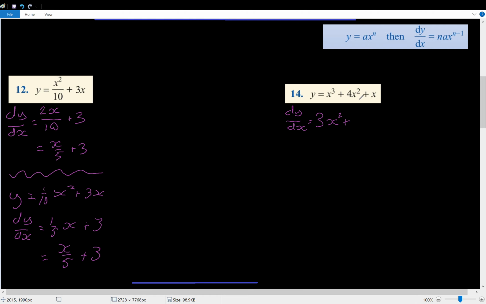And then for the next one we've got our power, which is 2, times our coefficient, which is 4, so we're going to get 8. And we put in our x and reduce the power down by 1, so from 2 down to 1, so that's x to the power 1, which is just x. And for the last one, we have 1x to the power 1, so 1 times 1 is 1, and if we reduce our power down to 0, we get x to the power 0, which we previously saw is just equal to 1, so there's no need to write in x to the 0. So that's dy dx on 14. And that is that.